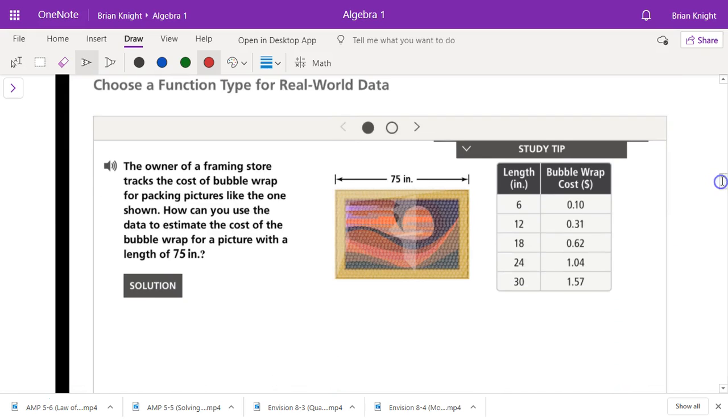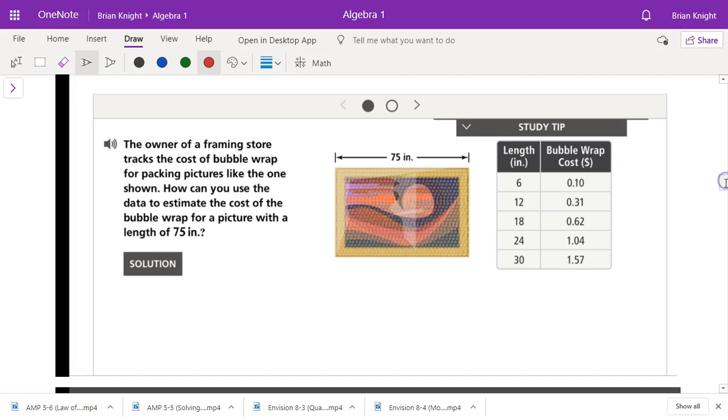Example 2 says choose a function type for real world data. All right, so we have this data over here, and it says the owner of a framing store tracks the cost of, is that bubble wrap? Bubble wrap. I love that stuff. You pop it and, you know, everybody does that, right? That's not just me, right? That's good. Good stress reliever. How can you use the data to estimate the cost of the bubble wrap for a picture with a length of 75 inches?